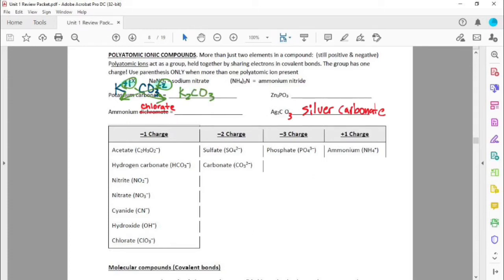And then ammonium chlorate. Ammonium is NH4 with a +1 charge. Chlorate is ClO3 with a -1 charge, and because those charges do cancel each other out directly, then we can just write those two polyatomics down without their charges. We never write charges in our final formulas, and that's that.